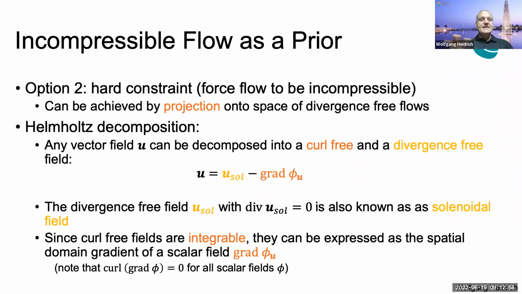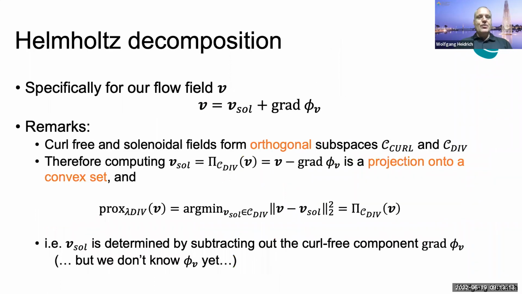Okay, so basically we can decompose our fluid into a curl-free one and a divergence-free one, and the curl-free one actually moreover can be described as the gradient of some kind of scalar field. And this scalar field, we don't know yet what it is. I'll give you some physical intuition about that later.